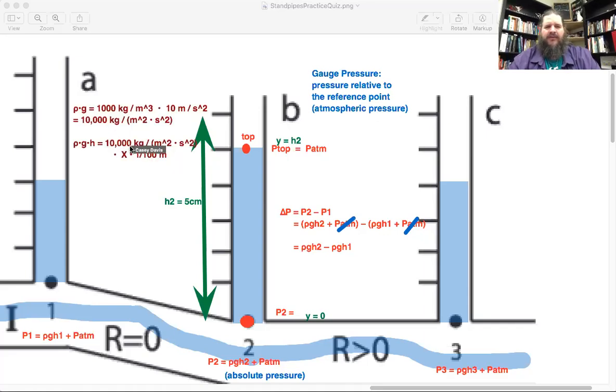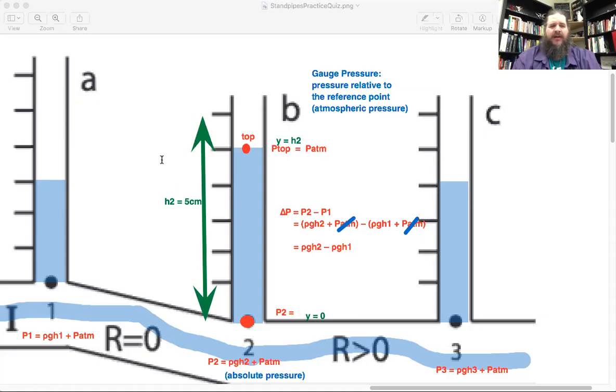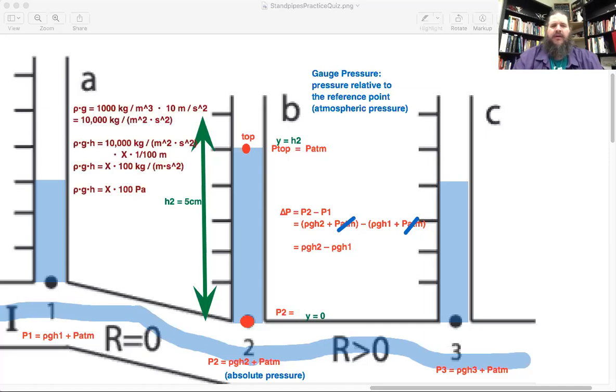That reduces the 10,000. 10,000 divided by 100 would just be 100. So we get X times 100 kilograms, and then one of the meters cancels out, so kilograms per meter second squared. And kilograms per meter second squared happens to be the same as pascals. So we can say density times gravity times height is X times 100 pascals, X being measured in centimeters. In this case, we've got 5 centimeters. So we get pressure, that is density times gravity times height, is 5 times 100, so 500 pascals. In other words, you can take the height of water in centimeters and multiply by 100. That'll tell you density times gravity times height in pascals.